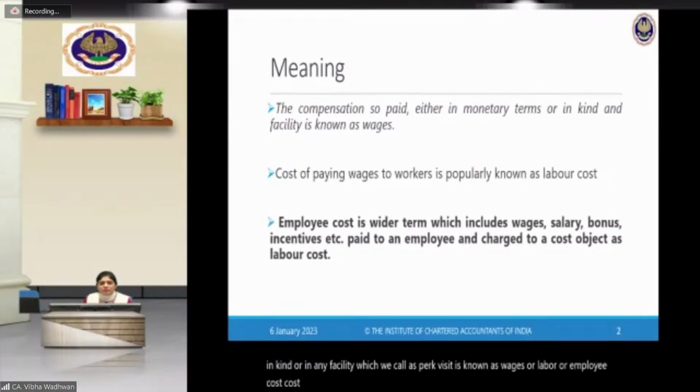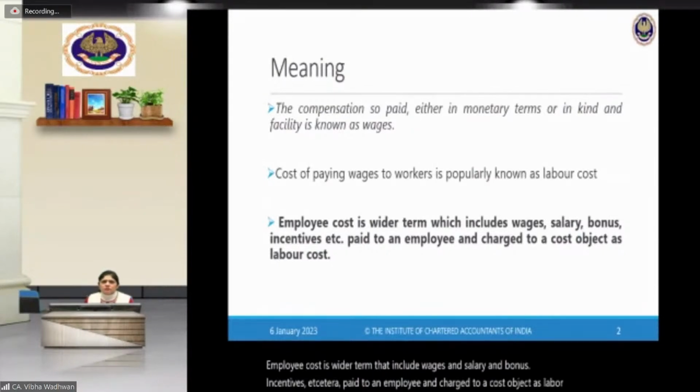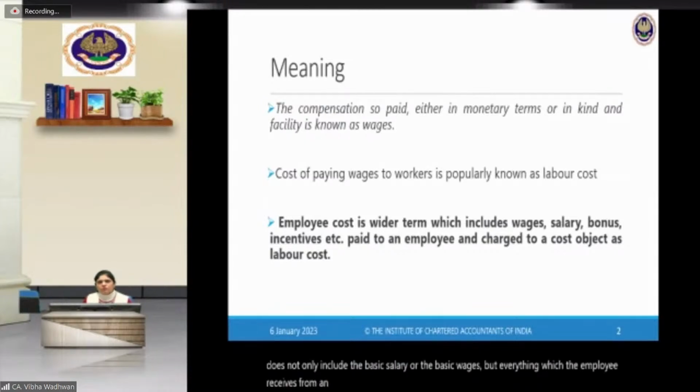Cost of paying wages to workers is popularly known as labor cost. All right. So we pay wages, we pay salaries, but here we most importantly have to focus on the labor cost. Employee cost is a wider term that includes wages, salary, bonus, incentives, etc. paid to an employee and charged to a cost object as labor cost. So it does not only include the basic salary or basic wages, but everything which the employee or worker receives from an organization is part of the labor cost or employee cost.